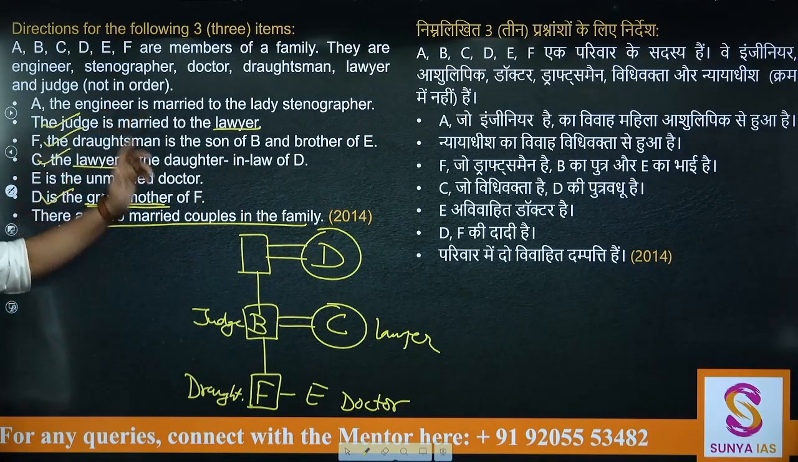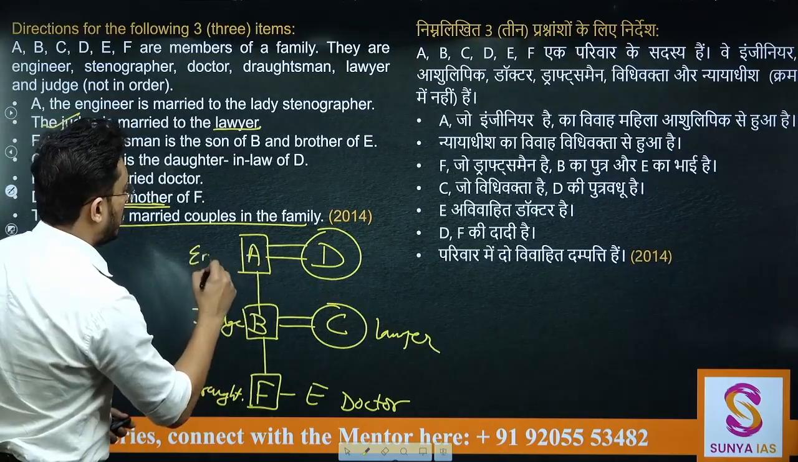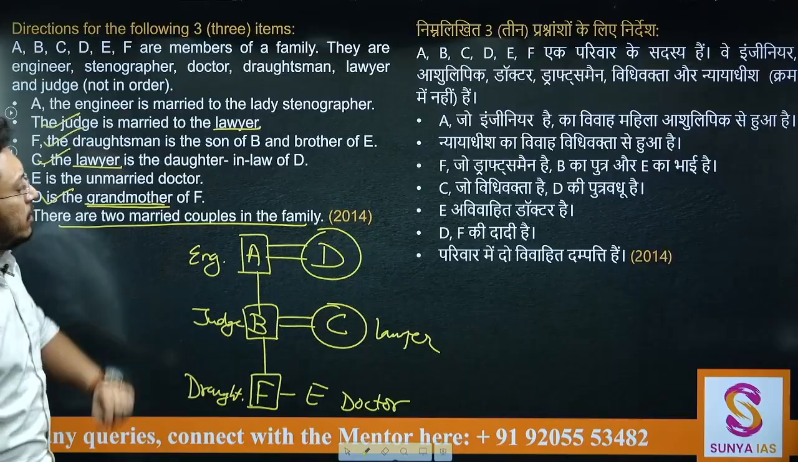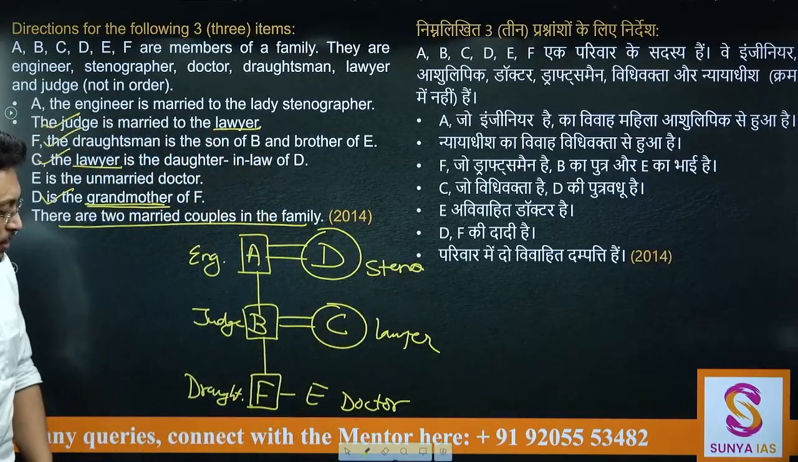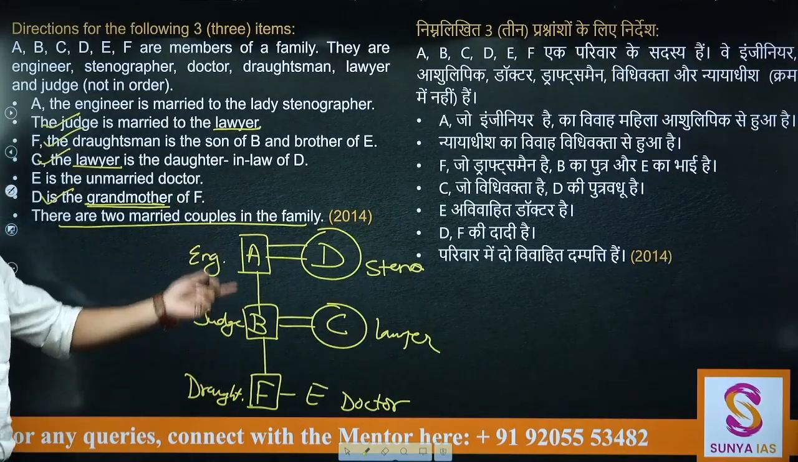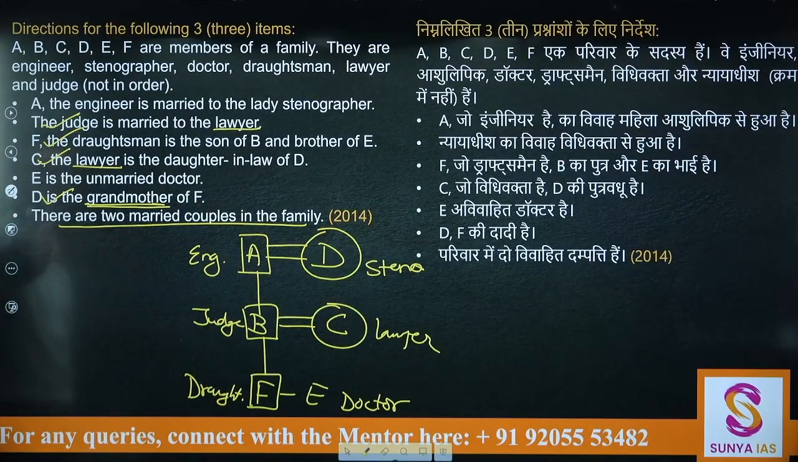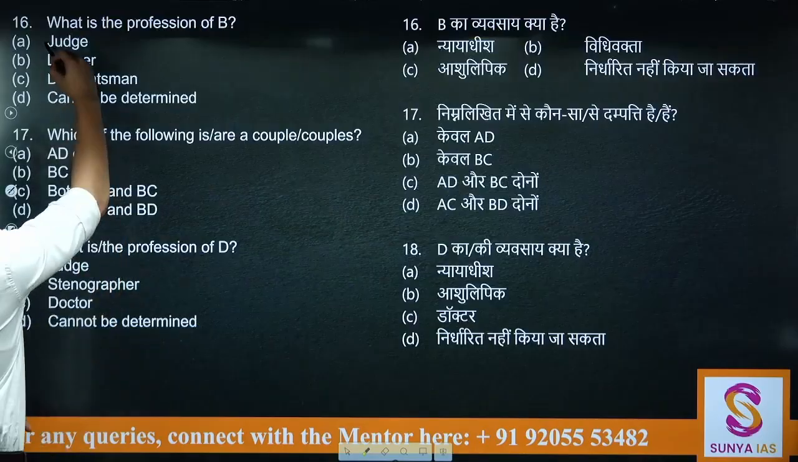A is the engineer. So now we are left with A only. So A, being the engineer, is married to the lady stenographer. So we have deciphered all the relations here and their respective professions also. So this is done. Let's see what is the profession of B. Profession of B is a judge.